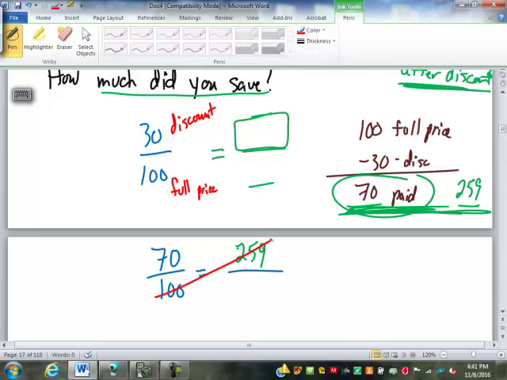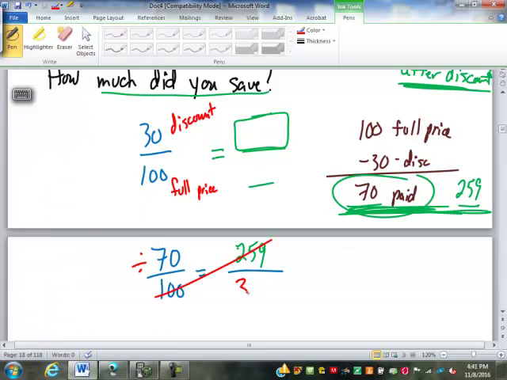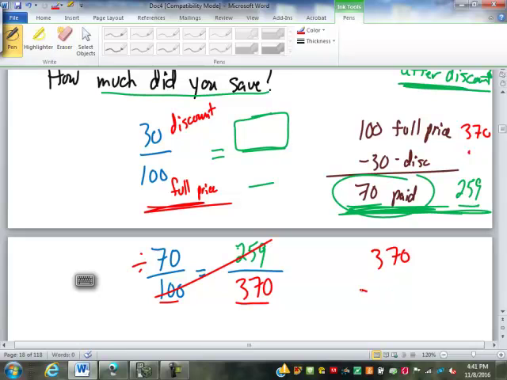If we cross multiply and divide here, 100 times 259 divided by 70, we get $370. Is that the amount we saved? Is that what we're looking for? No, that's 100%. 100% is the full price. So the 370 represents the full price here. So you put 370 there. How do we find the amount we saved? Yeah, we subtract it. We saved $111. That's our 30%.